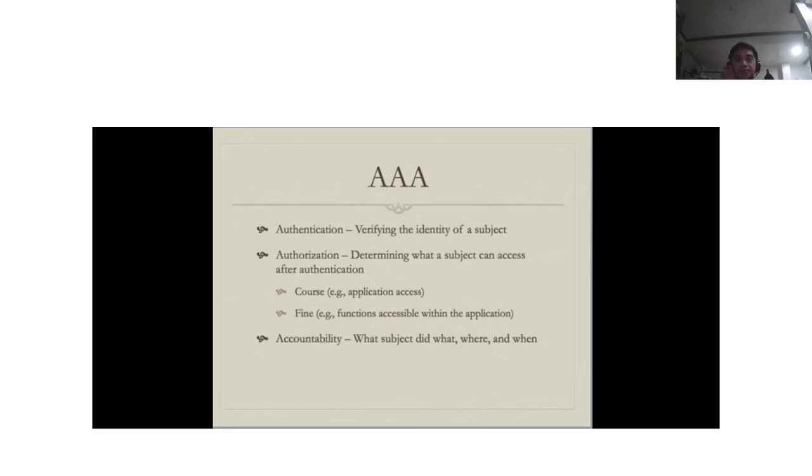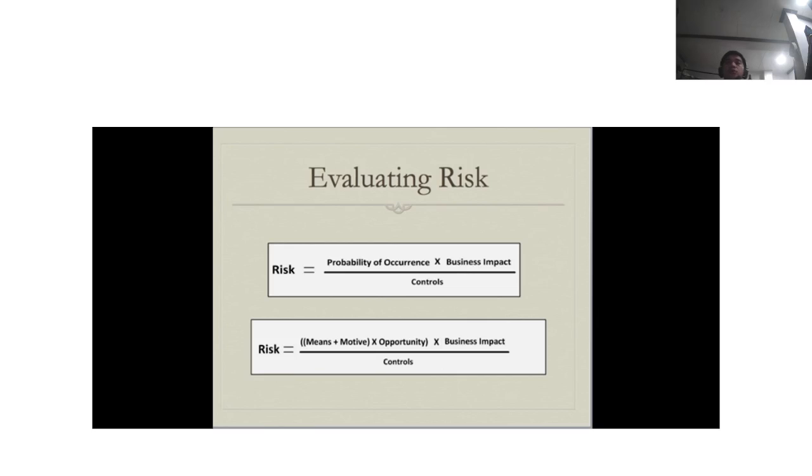So okay, so we have the evaluating risk. Okay, so in business impact is about fight.